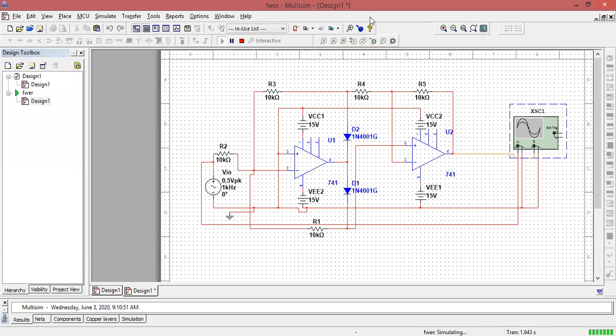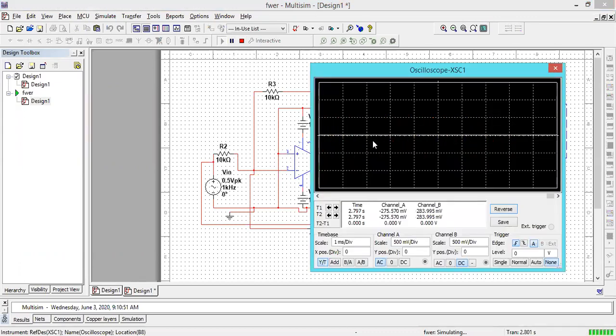Now let us observe the input and the output waveform by running the circuit. To run the circuit, you have to click this green button. The red button indicates that the circuit is running, and to observe the output waveform, you have to double click on the CRO to observe both the input and the output waveform.